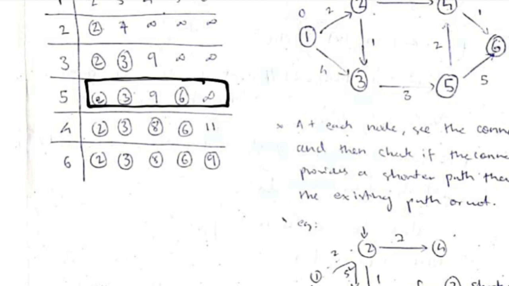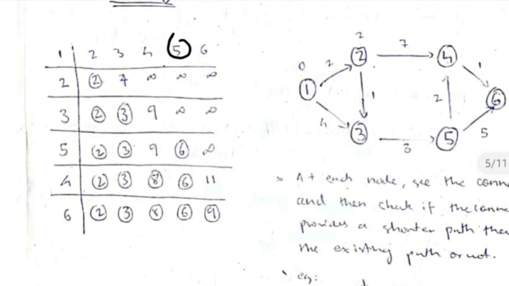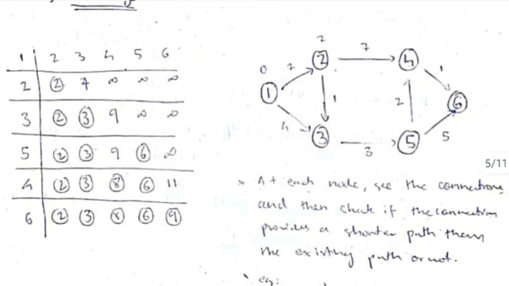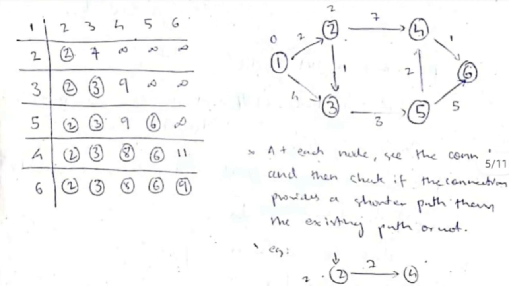Then I will be choosing the least among all of these. These two are selected. From 9, 6 and infinity, the least one is 6. So 6 is corresponding to which node? 5, right? So I'll be writing here 5, and after that I'll be doing the same thing for 5 also. See here, 5 is connected to 4 and 6. So the rest of the things I'll be copying first.